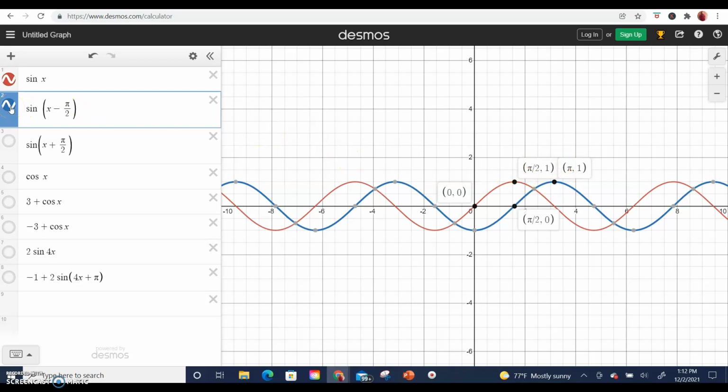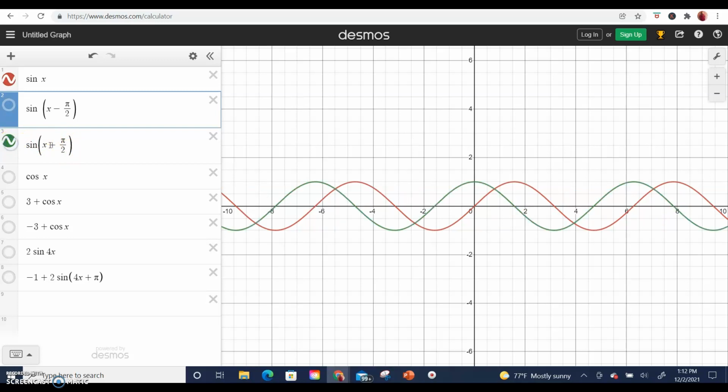So let me show you what happens. I'm going to cut this graph off, the blue graph. And I'm going to show you what happens when you add pi over 2 in the parentheses. So now it takes that original graph, the red graph, and shifts it to the left, pi over 2 units. So this 0, 0 here is now negative pi over 2, 0, because you've taken it and shifted it to the left, pi over 2 units.